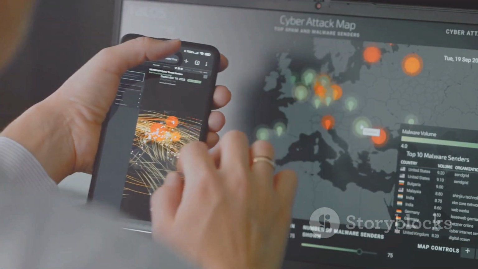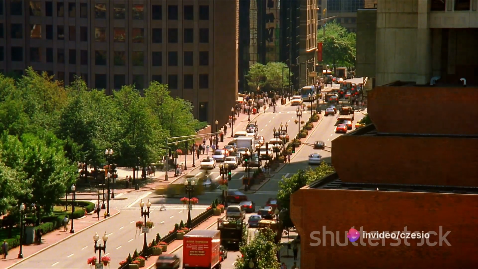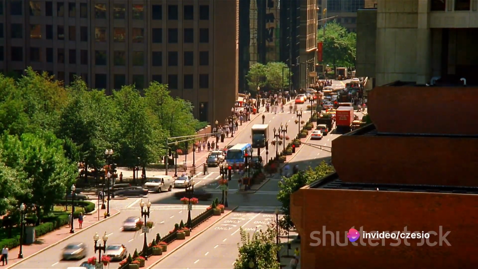Knowing which ports are open can reveal potential vulnerabilities. Next, we look at the services running on those open ports.